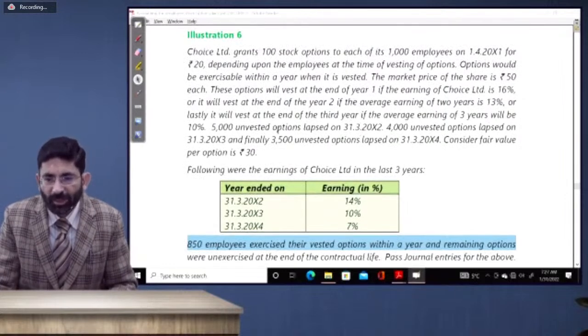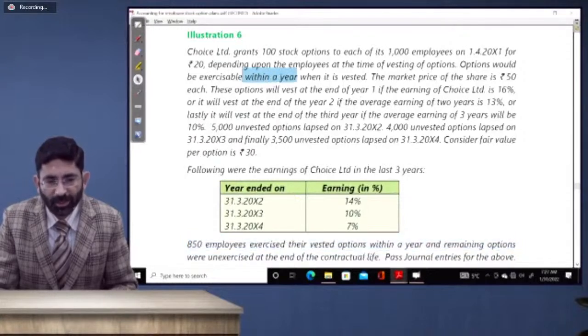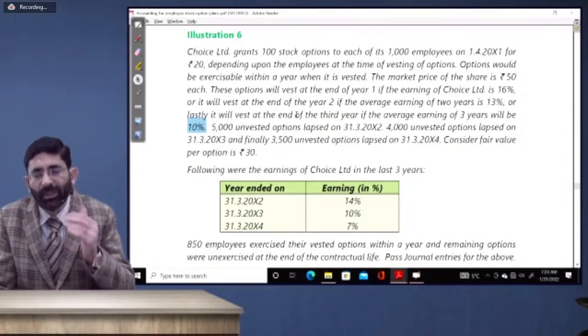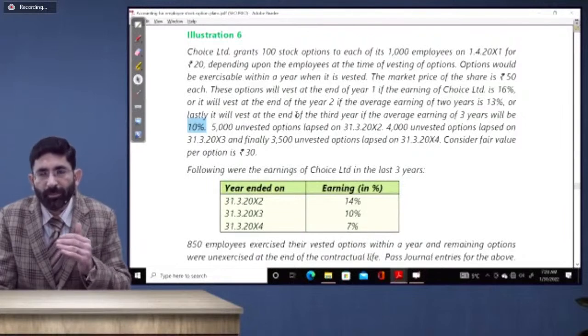He says vesting period is practically 3 years, with the option being exercisable within a year when it is vested. And what is the vesting system? If the company will earn 16%, then vesting period is 1 year. If the company will earn average 13%, then vesting period is 2 years. If the company will earn 10%, then vesting period is 3 years. But this is not our way of working. We don't have any consideration of whatever the percentage is, because all those calculations will be on an independent basis and will be made by the company.